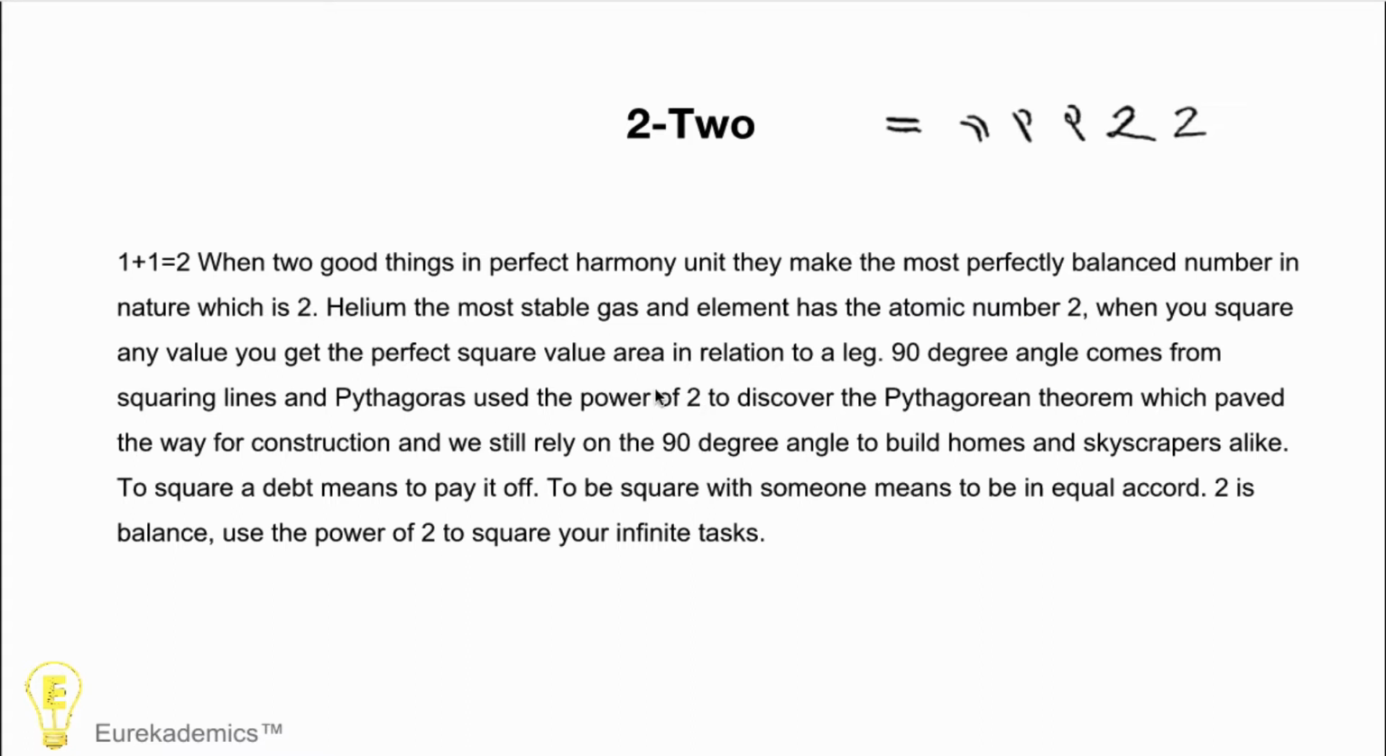Helium is the most stable gas and element, has an atomic number of 2. When you square any value, you get the perfect square value, or the area in relation to one leg. 90 degrees comes from squaring lines, and Pythagoras used the power of 2 to discover the Pythagorean theorem, which paved the way for construction, and we still rely on that 90-degree angle to build homes and skyscrapers alike.